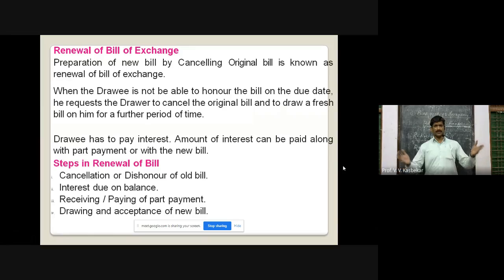Sometimes what happens, the renewal of that bill is not made for the entire amount. Suppose, for example, of 20,000 of the original bill which is dishonored, 10,000 is paid by the drawee, and for the rest of the 10,000 amount, a renewal is made, the bill is renewed. So it is called part payment, drawing and acceptance of new bill. Then for the rest of the amount, a new bill is drawn by the drawer. The procedure is the same and it is accepted by the drawee.